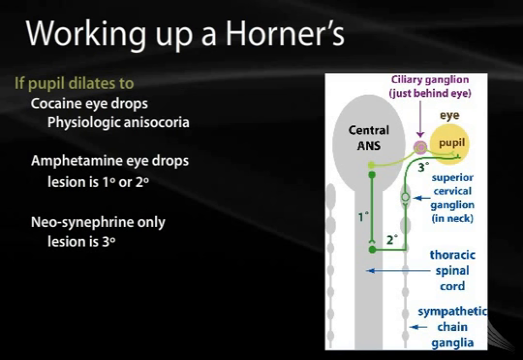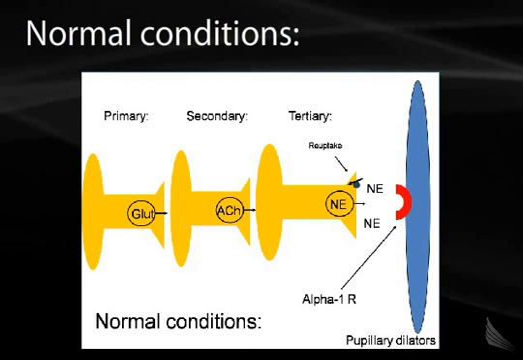pupillary dilation. The parasympathetic innervation of the eye emerges from the oculomotor nerve. The oculomotor nerve, the third cranial nerve, will carry this parasympathetic innervation of the eye and will innervate the ciliary ganglion. The ciliary ganglion is located just behind the eye, and there you will find the postganglionic neuron which innervates the eye to cause pupillary constriction. In the next slide, we illustrate the normal pharmacology of this system.